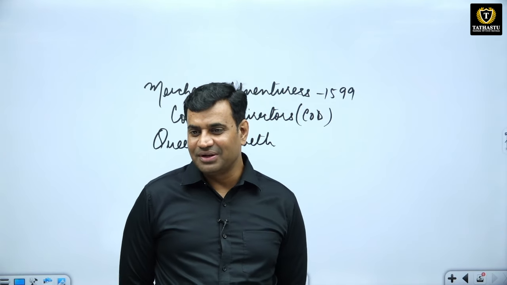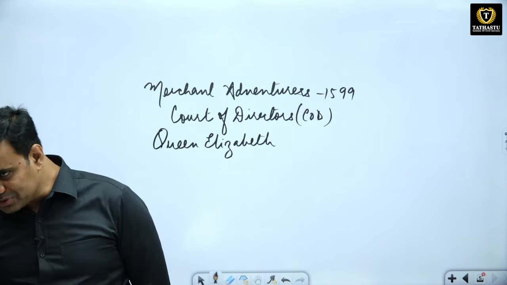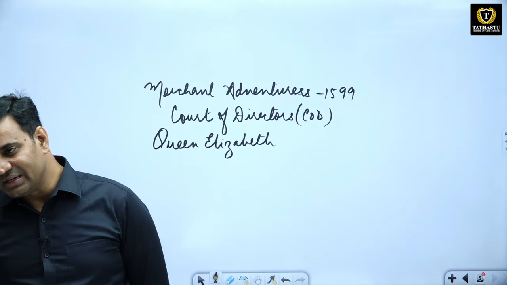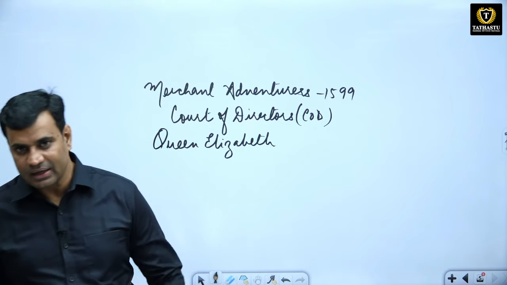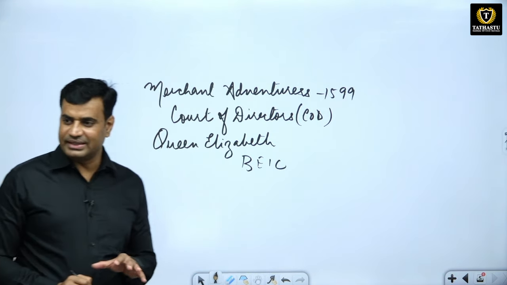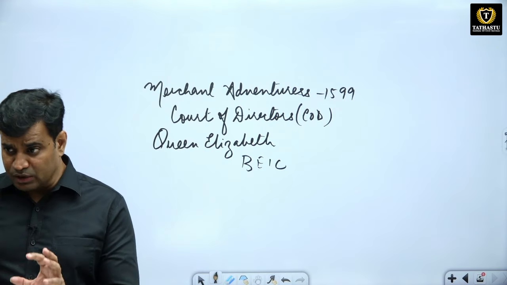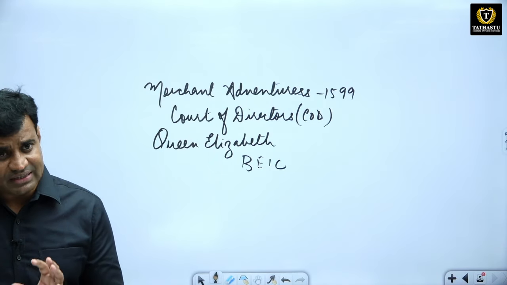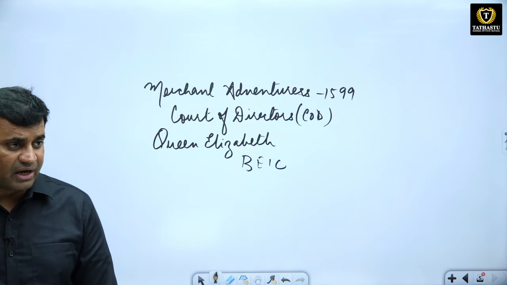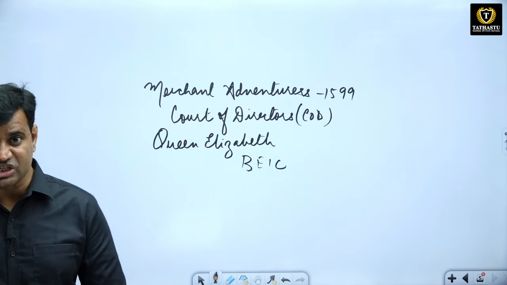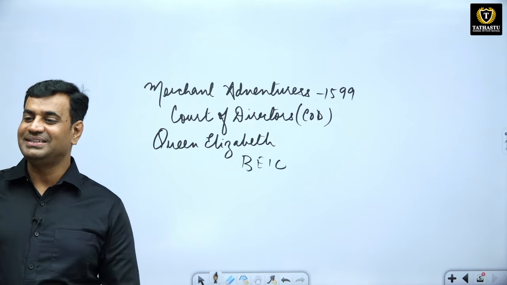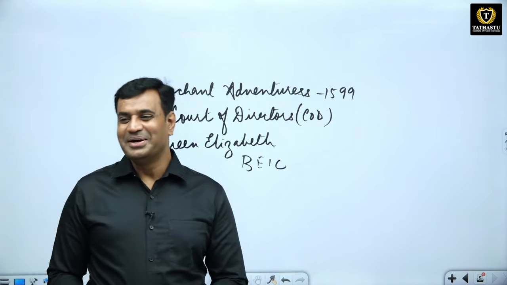The private traders or merchant adventurers came to India and established the British East India Company. You can write BEIC from here. Established the British East India Company as an exclusive private trading company. Do remember this. Nothing to do with the British government. A private trading company.